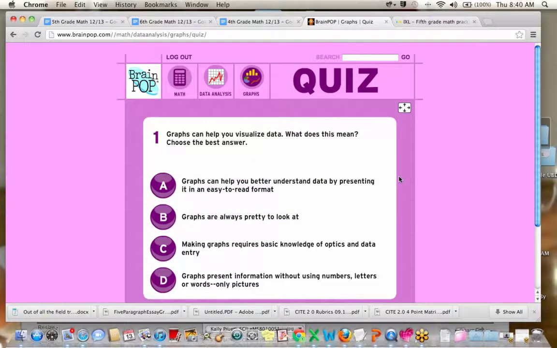Question 1. Graphs can help you visualize data. What does this mean? Choose the best answer. So go ahead and let's type into the chat either A, B, C, or D. So is it A, graphs can help you better understand data by presenting it in an easy to read format? B, graphs are always pretty to look at? C, making graphs requires basic knowledge in optics and data entry? Or D, graphs present information without using numbers, letters, or words, only pictures.